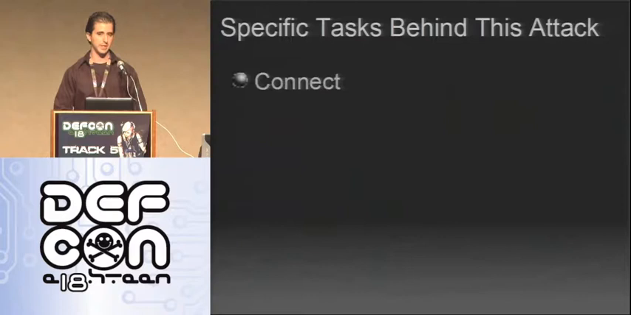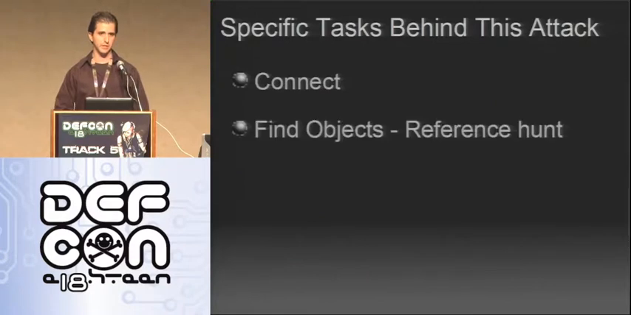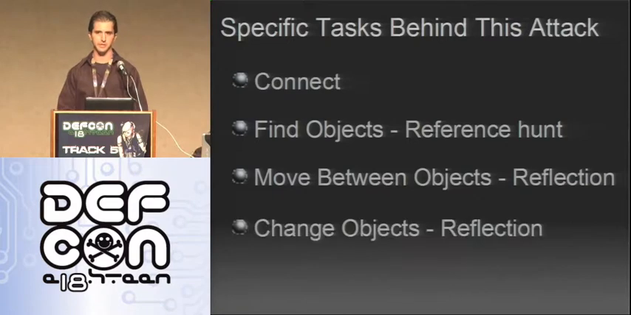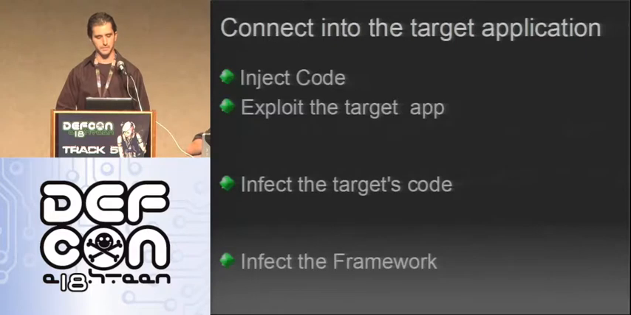So the specific task behind this attack, going to connect into your target application, find objects, and hunt for the references to the specific object you want to attack. Like if you're going after a timer or a SQL connection or a TCP connection, you have to hunt down your references in order to attack it. Going to move between objects. Depending on your connection method, you might need to hunt objects. Other connection methods will give you references for free. And finally, we're going to change objects. Using reflection, we'll look at the metastructure of an object, use its signature, and edit it at runtime.